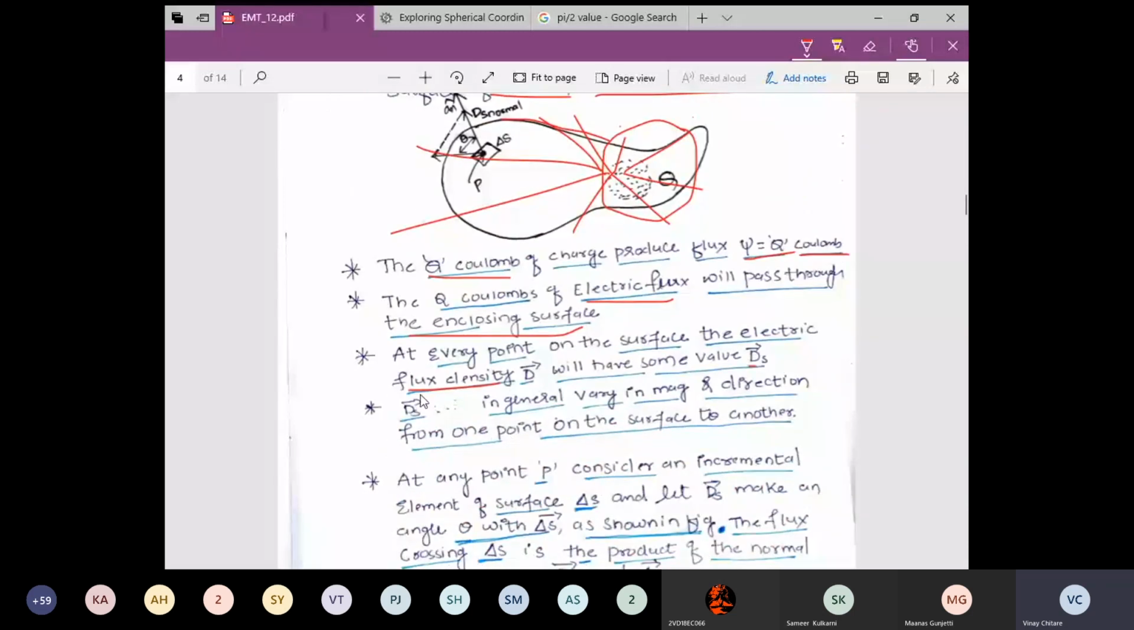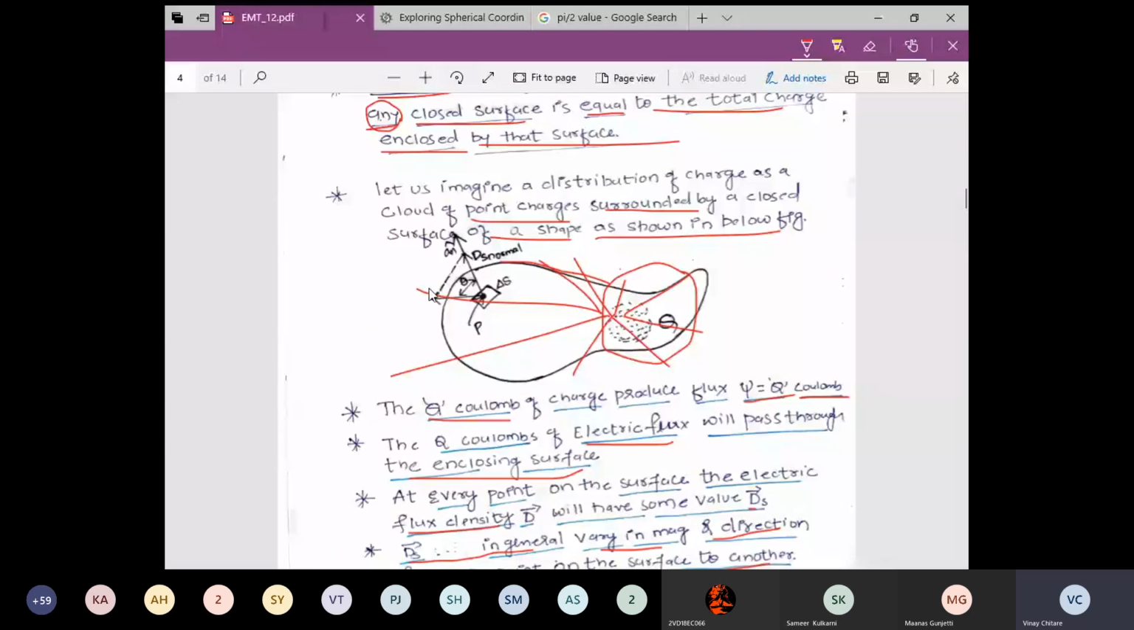So at every point on the surface, the electric flux density will have some value, and D in general varies in magnitude and direction from one point on the surface to another. Because we have not really taken care of the symmetry of the problem. We have taken a very random shape of surface, and obviously the flux lines will not distribute uniformly, and the flux density will not be the same on this particular surface.